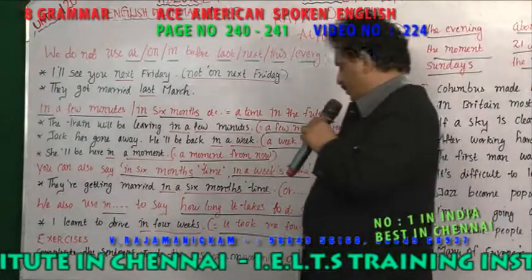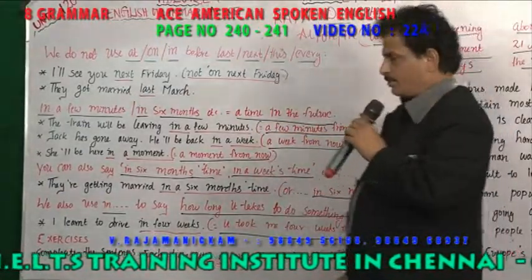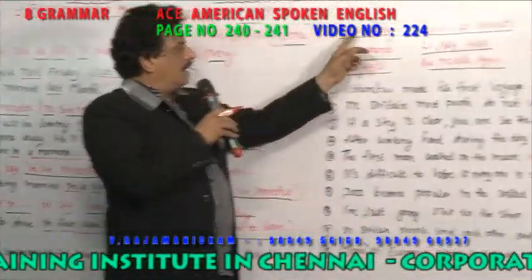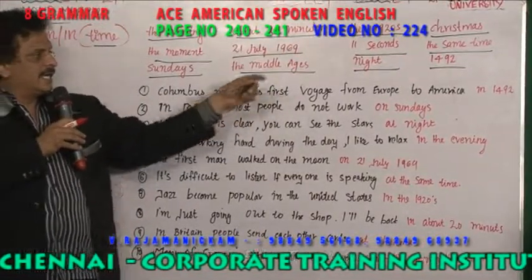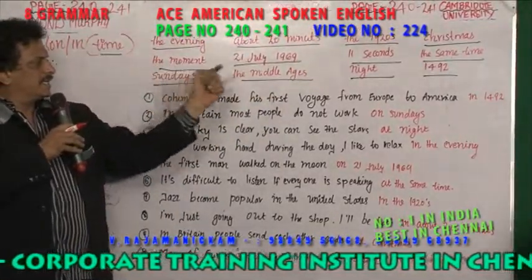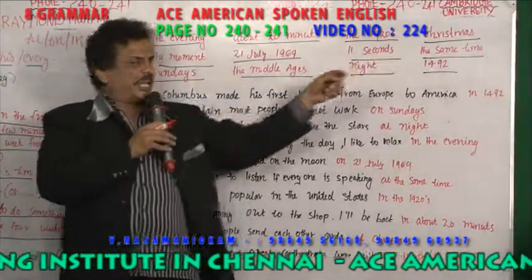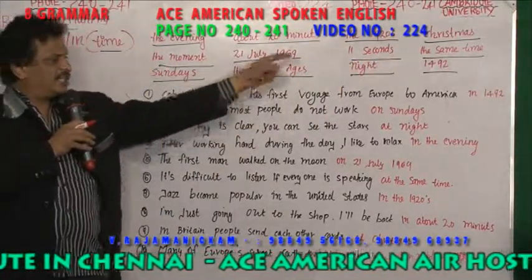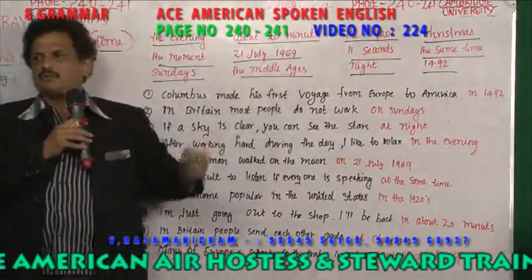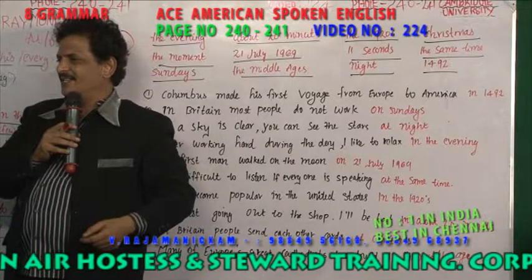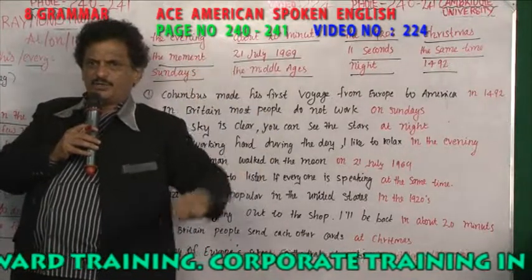Some exercise you are going to see, sir, you have to use at, you have to use on, you have to use in, right? The evening, about 20 minutes, the 1920s, Christmas, the moment, 21st July 1969, 11 seconds, the same time, Sundays, the Middle Ages, night, 1492. For example, the Middle Ages, what do you use, in or on or at? In. For longer durations you are using in.